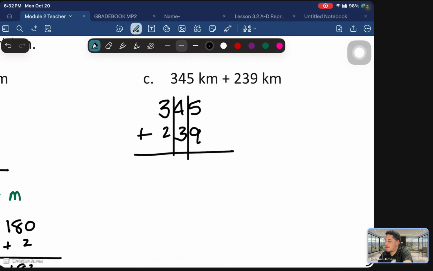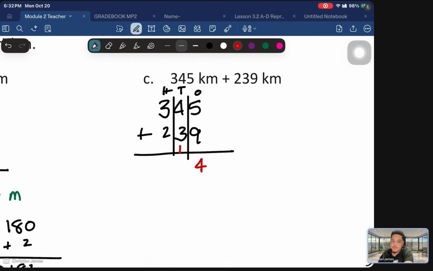Okay, so now what I'm going to do is I'm going to simply name them. So I know that this is my ones place, this is my tens place, and this is my hundreds place. And now I'm going to do mental math. So I got to do 5 plus 9. Okay, so 5 plus 9 is going to be 14. So I'm going to put my 1 here and my 4 here.